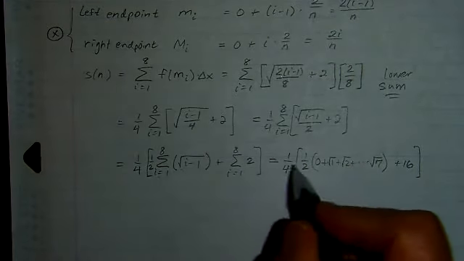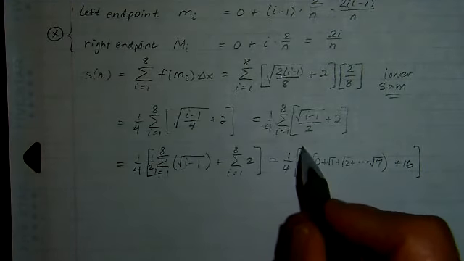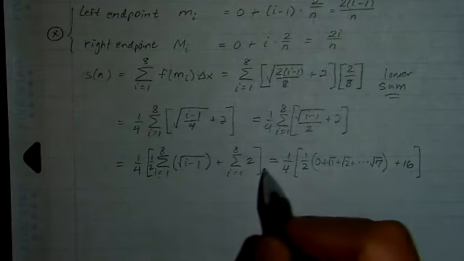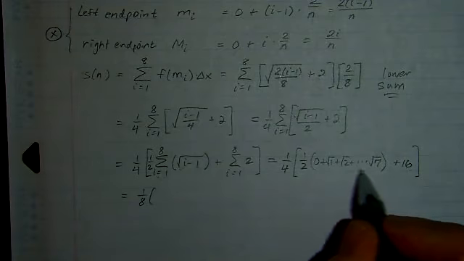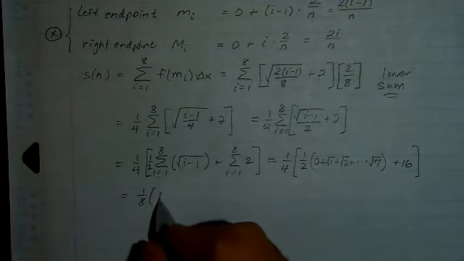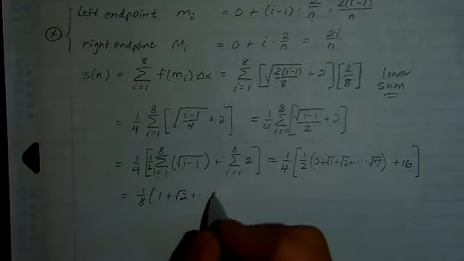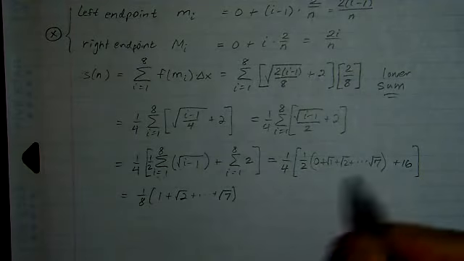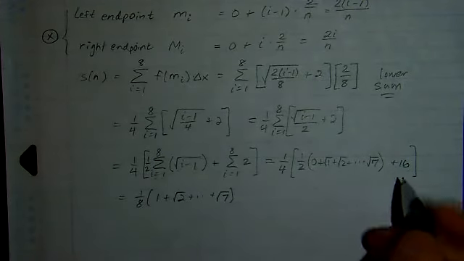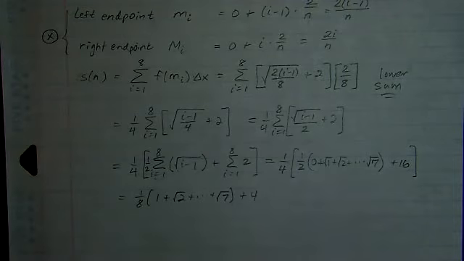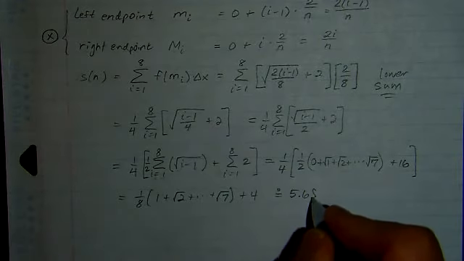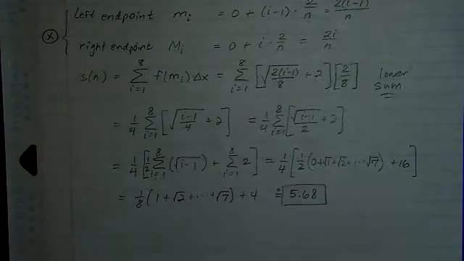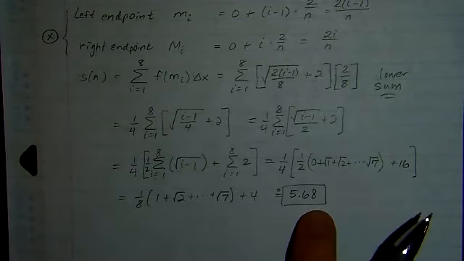But before I do that, let's do some more simplifying. I can distribute this 1/4 here and there. So that's 1/4 times a half, that's 1/8, times this sum. Well, I can simplify that a little, the 0 doesn't matter. And I'm going to get this. Then I'm going to take 1/4 times 16, which is 4. Now we get out the calculator. We're going to approximate this because this is an approximation anyway. So this is approximately 5.68. So that's the lower sum, 5.68.